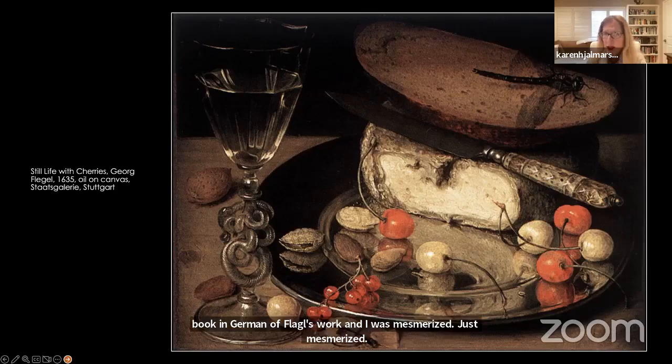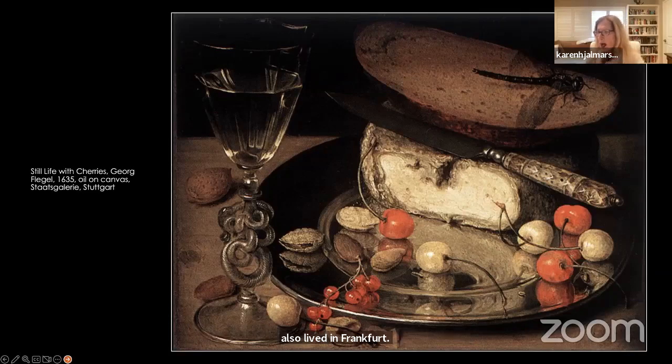He was German, of course. He moved to Vienna for a while, also lived in Frankfurt. I believe he was born in what is called Moravia. He did train with a Flemish artist, Lucas van Valckenborch. So he did have a connection to the other northern countries, but his was even more hyper-real and sometimes with religious overtones. So let's look at this magnificent still life with cherries.